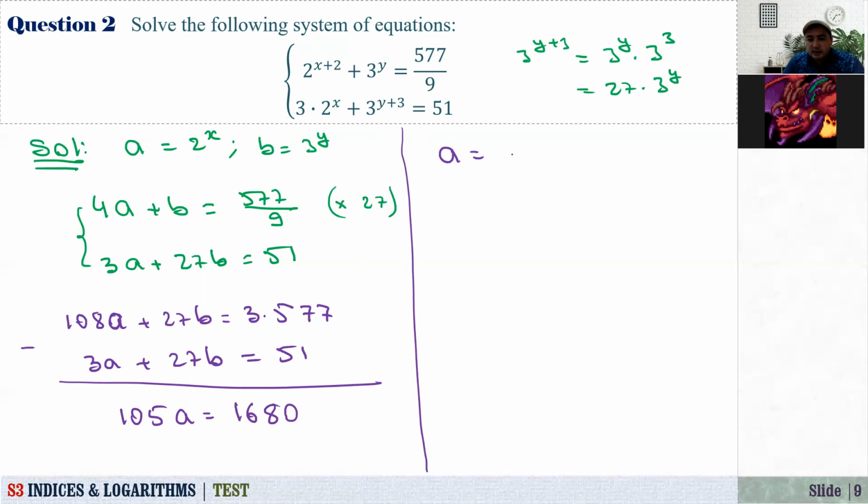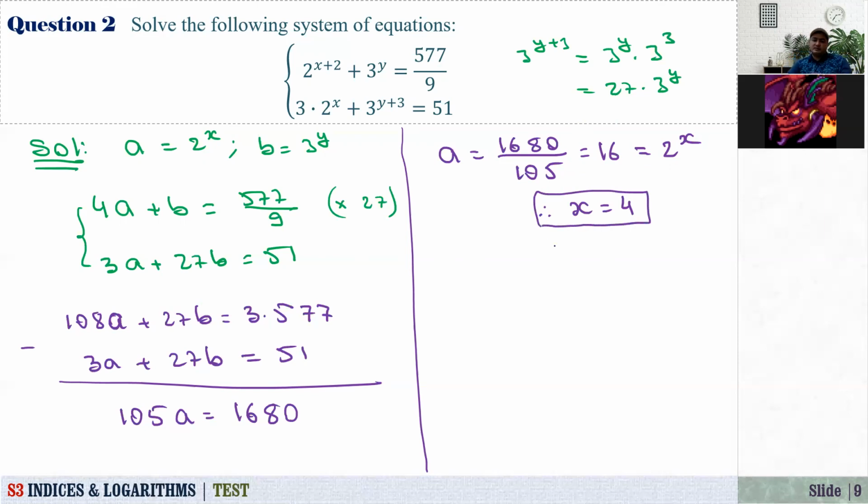From here, what is A? A is equal to 1680 over 105, which is equal to, if you divide this, 16. So what is A? A is equal to 2 to the power of x. So immediately from here, we can find x. x is equal to 4. So now we got the value of x.